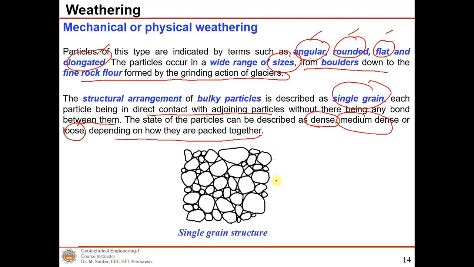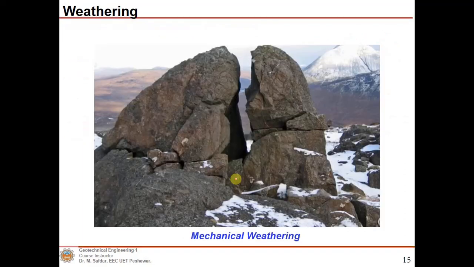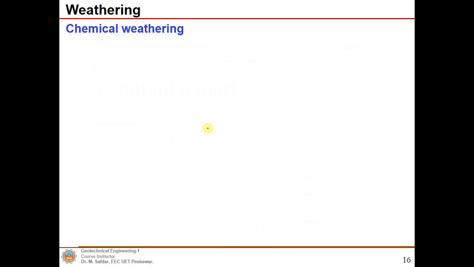Here, if you want to visualize the single grain structure, no bonding is present, and you will find a wide range of particles. Another example of mechanical weathering: you can clearly see the gap, the crack has propagated, and the disintegration of this particular rock has already occurred.